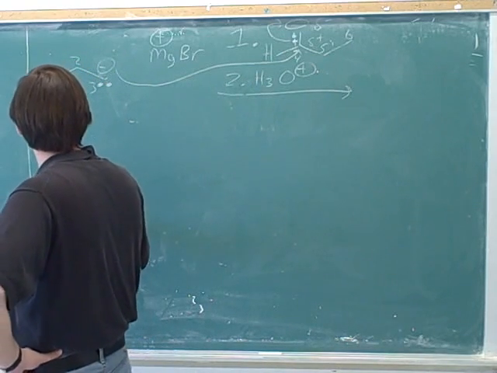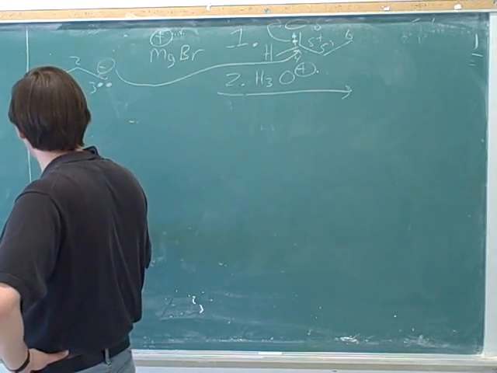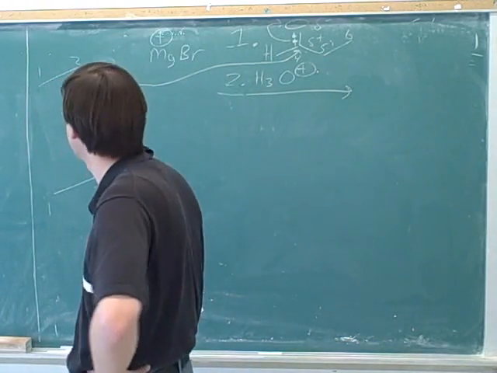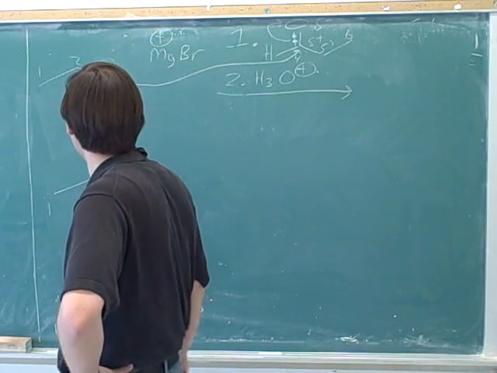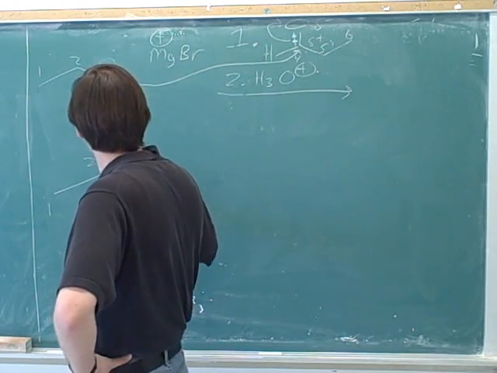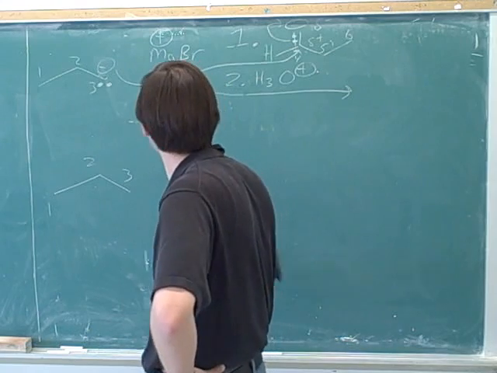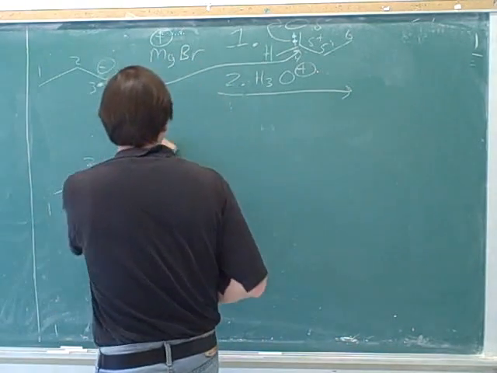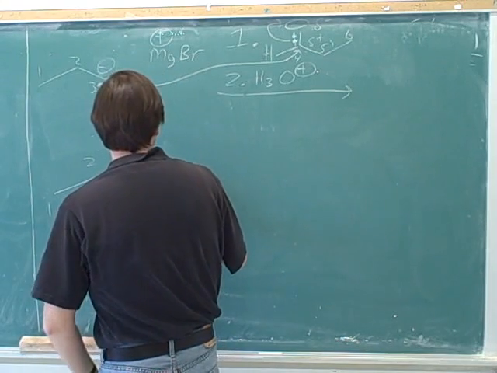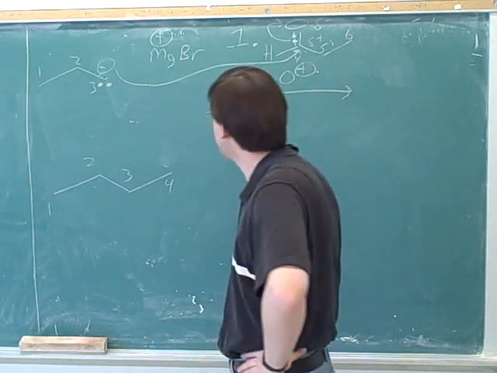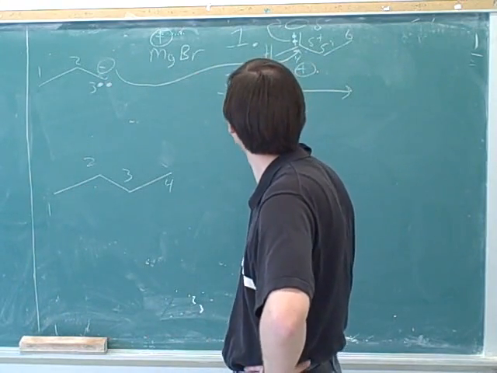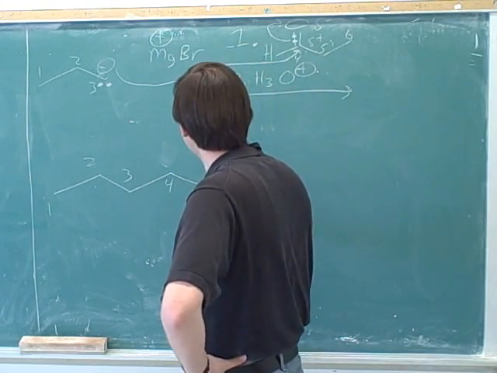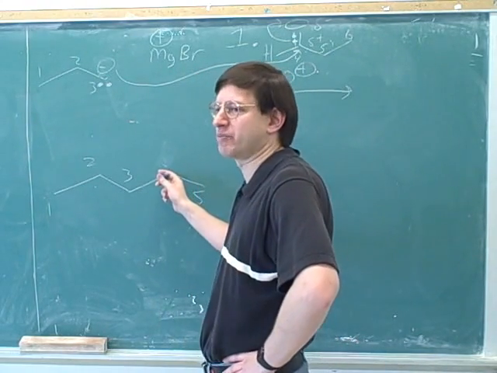So first of all, I'll start with the number 1 carbon. Who's the number 1 carbon attached to? 2. Who's the number 2 attached to? 3. Who's the number 3 attached to? 4. Who's the number 4 attached to? 5. Now let's stop for a second. Is there anybody else the number 4 is attached to?